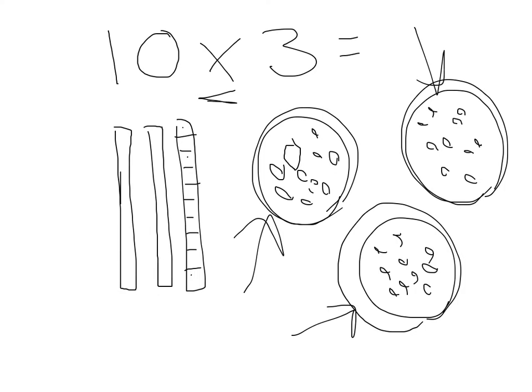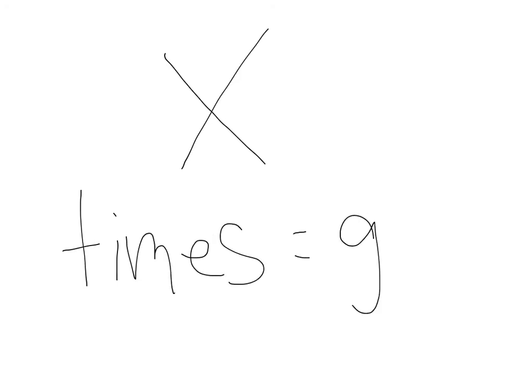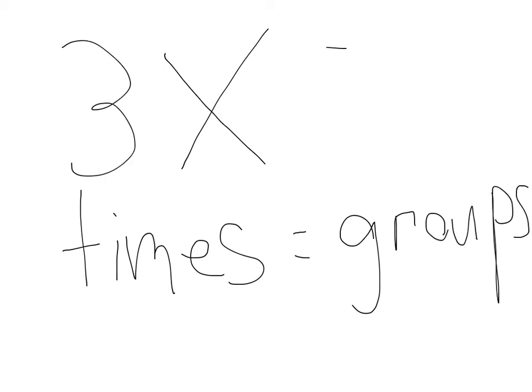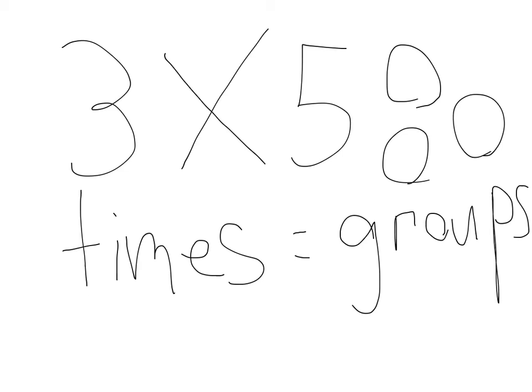And you know that when you multiply, the groups are always going to be the same size. Like when we talked about even numbers, the groups will always be the same. So this is really important: times always means groups. If you saw a problem that said 3 times 5, you would know that you've got 3 groups of 5. You'd have 3 groups with how many in each one? 5. 5 in each one.